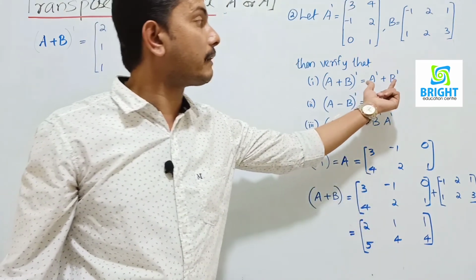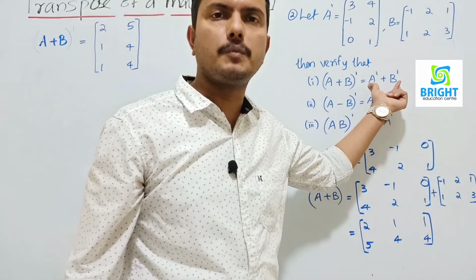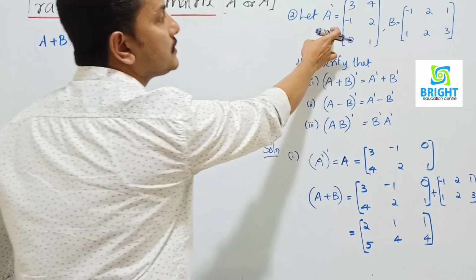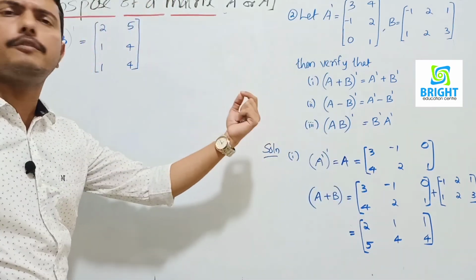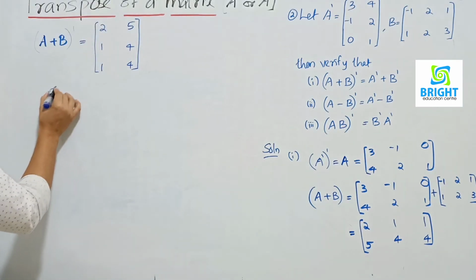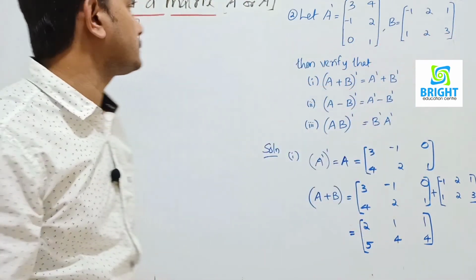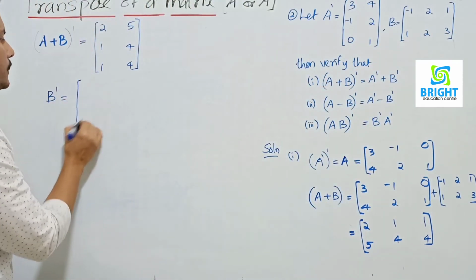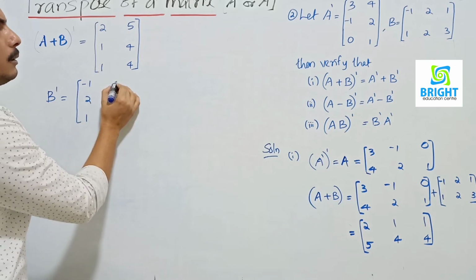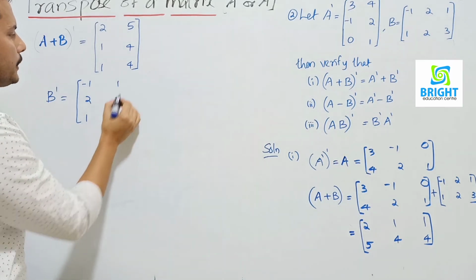Next we have to see the right side. A dash plus, that means A transpose plus B transpose, we have to do it separately. So A dash we already have. What is A dash? It is already given in the problem itself. So we need to find B dash only. So what is B dash over here? B dash is the transpose of the given matrix. It will be obtained by minus 1, 2, 1, 1, 2, 3.